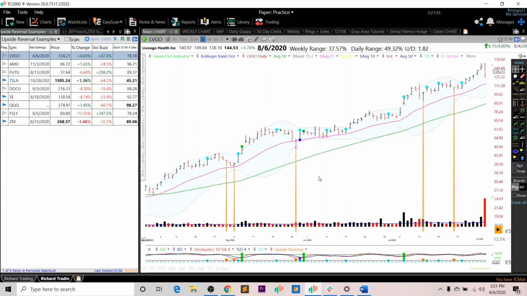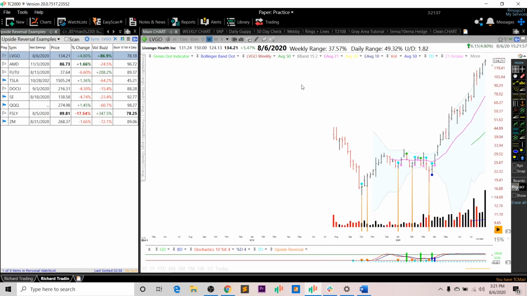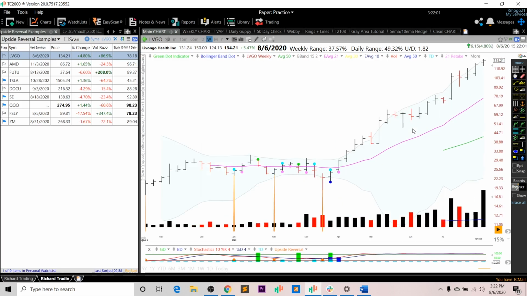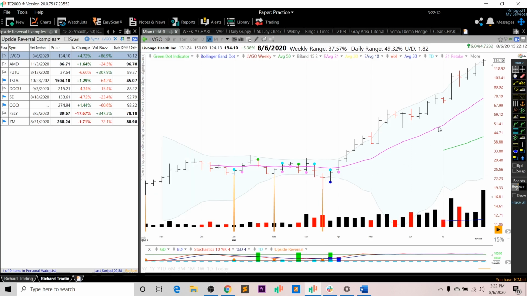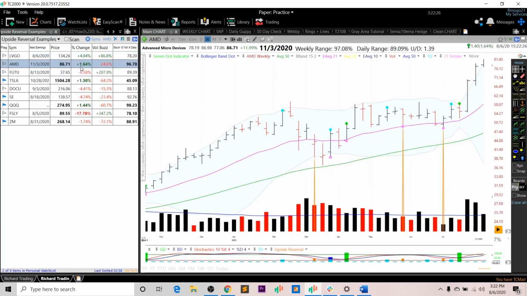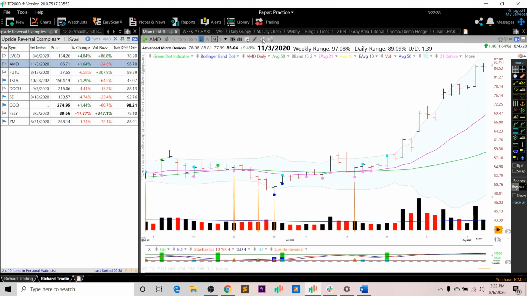One more thing to point out with LVGO: if you go to a weekly chart, you can also use these as signals to show that the stock has changed character. Obviously on a weekly chart, these are even more meaningful. You can see that it started its huge run after an upside reversal on the week of 320. Since then, it really hasn't looked back. So if you're really looking for a character change, take a step back, look at a weekly chart, and find these upside reversals. But going to a few more examples, let's look at AMD on a daily chart.